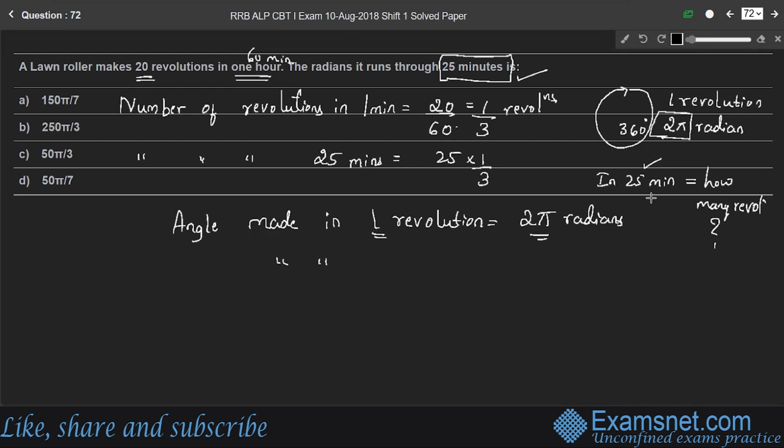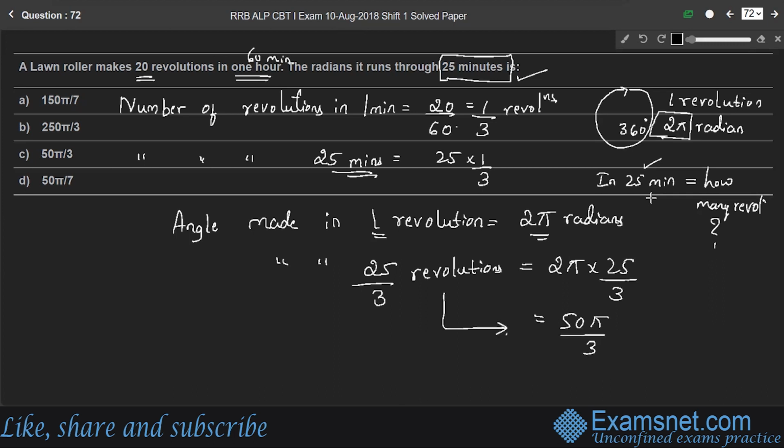Therefore, the angle made in 25 by 3 revolutions. There are 25 by 3 revolutions made in 25 minutes, right? Therefore, the angle made in that time is 2 pi into 25 by 3, which is 50 pi by 3 radians in 25 by 3 revolutions in 25 minutes. So look at the options. Option C is the right answer.